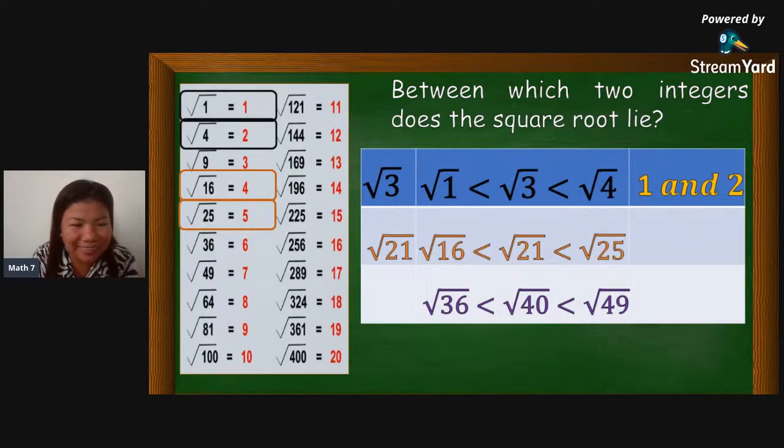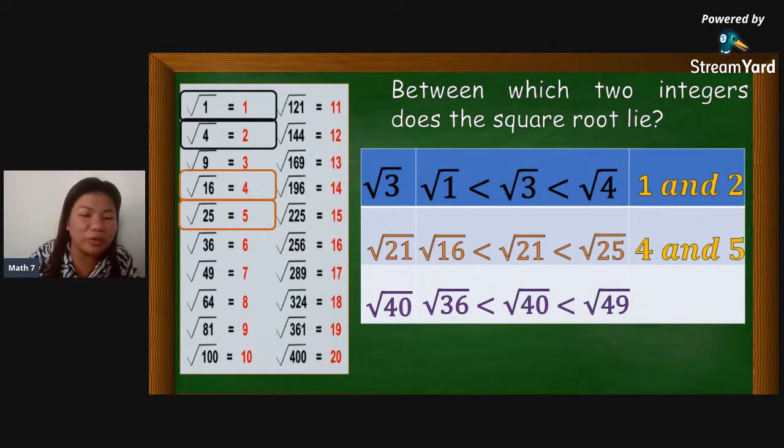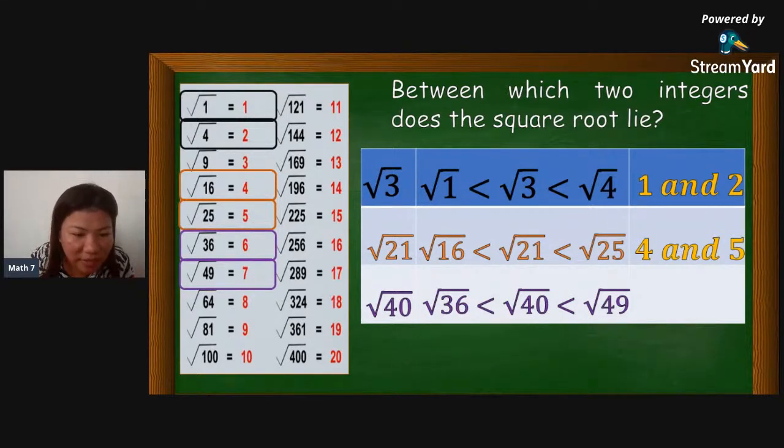Square root of 21. Ay, konti pa lang nagchat-chat. Square root of 21 is... Okay, the correct answer is 4 and 5. Ang nakakuha po ay si Syra. Si Syra, si Jonalyn. Okay, next. What about square root of 40? Ito ay nasa pagitan ng square root of 36 at square root of 49. Anong sagot natin dito?